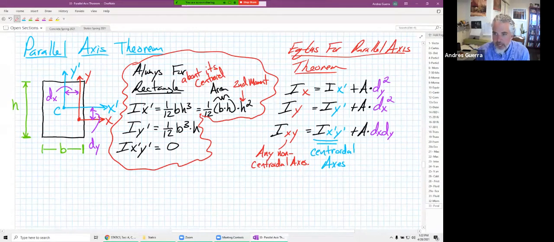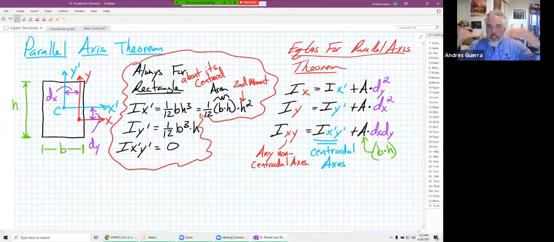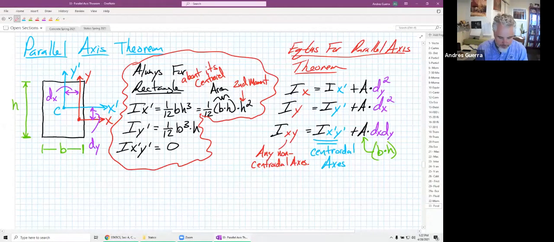And yes, area A is the area of the rectangle. So A is equal to B times H. It's the area that we're transforming. A parallel axis theorem is really a transformation between axes that are parallel to each other. So we can go from one x prime, y prime axis to any other x, y axes.